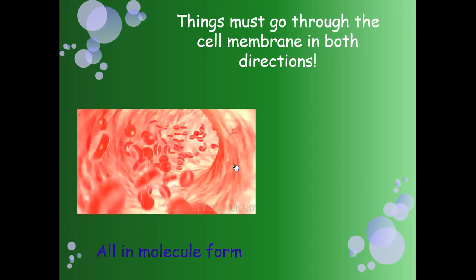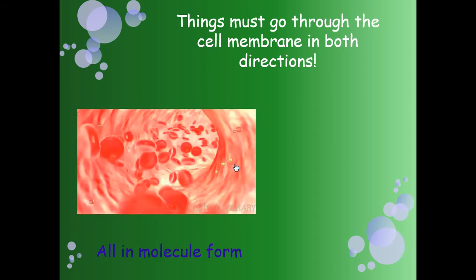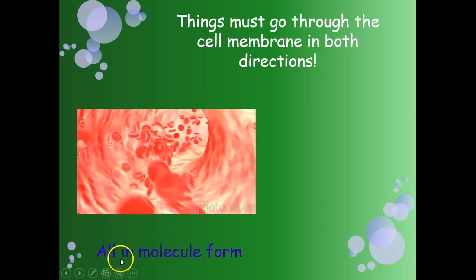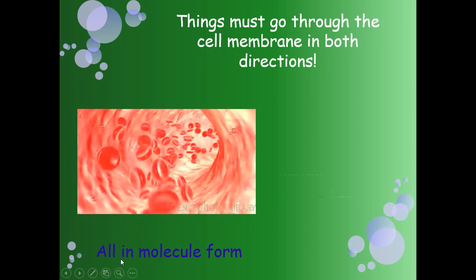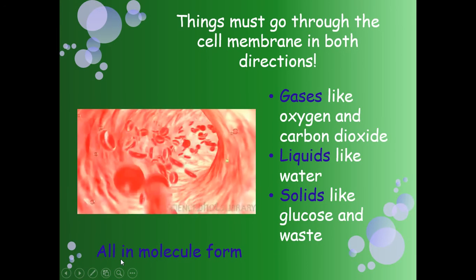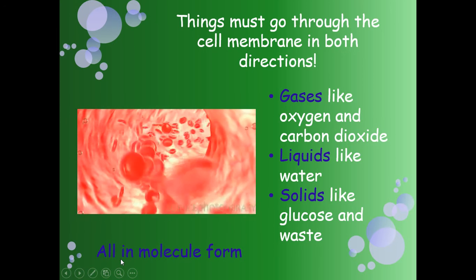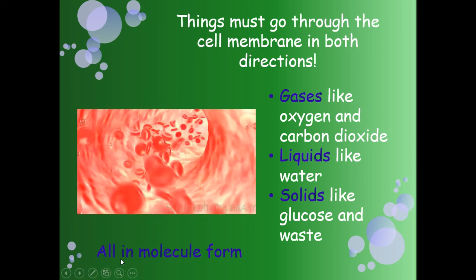And remember, the blood vessel or the artery or the vein is made of cells. And all of this has to happen in molecule form, really, really small groups of atoms. Some things that go through cell membranes include gases like oxygen and carbon dioxide, liquids like water, and solids like glucose and waste.